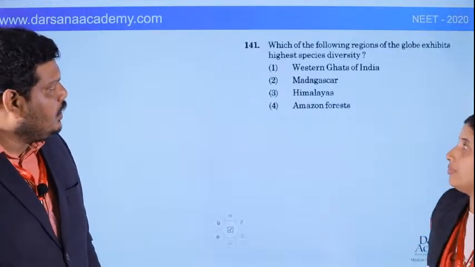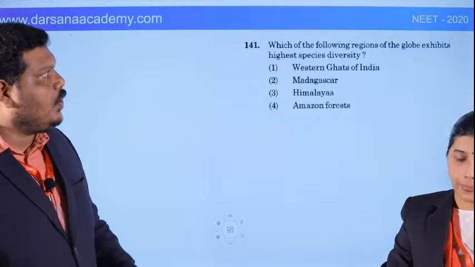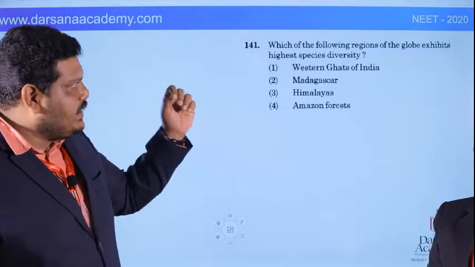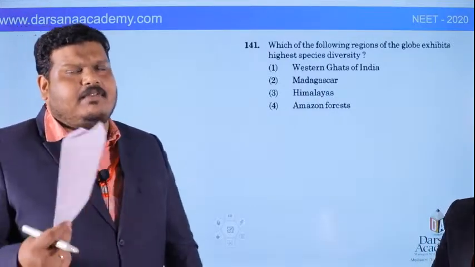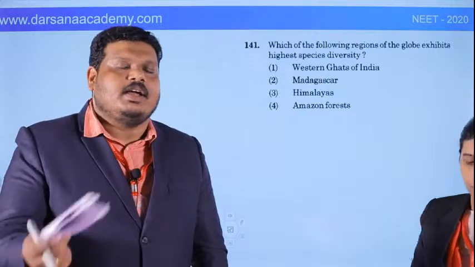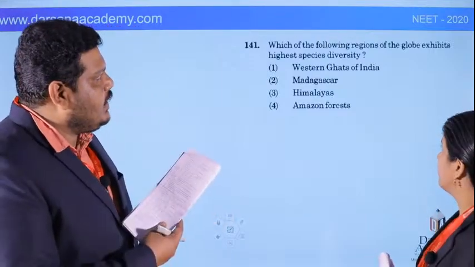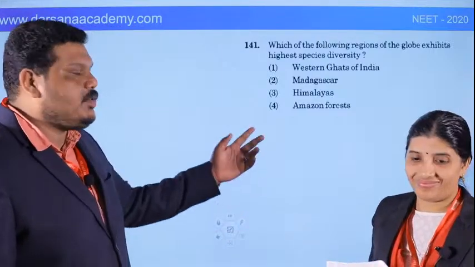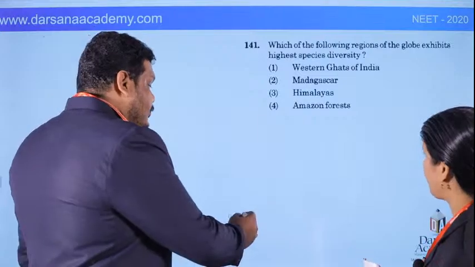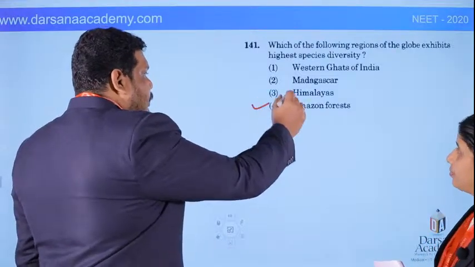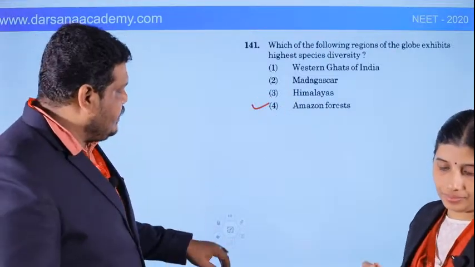Yes, sir. Question 141: which of the following regions of the globe exhibits the highest species diversity? Even a single child from the 7th standard knows that. It's a common question, a type of general knowledge question. The Amazon rainforest is the answer, and this is from the chapter biodiversity. So this is a direct answering method.